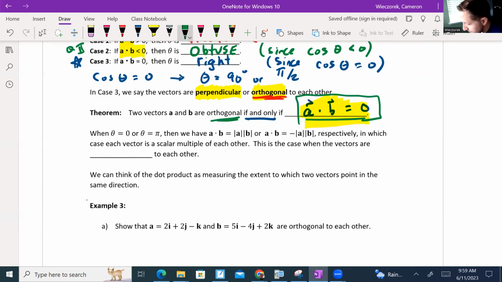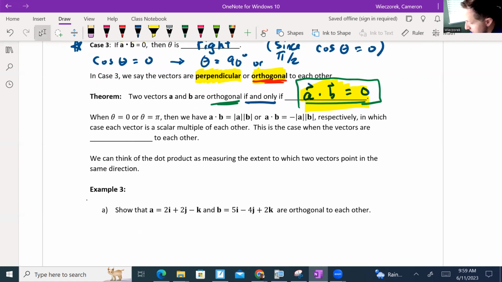Okay. We also can look at vectors that are parallel. So in the special case when theta is 0 or theta is pi, our formula reduces to one of these two cases. And you'll notice that means that each vector is really just a scalar multiple of the other. And so this is the case when the two vectors are parallel to each other. So either vector can be expressed as a scalar multiple of the other vector.